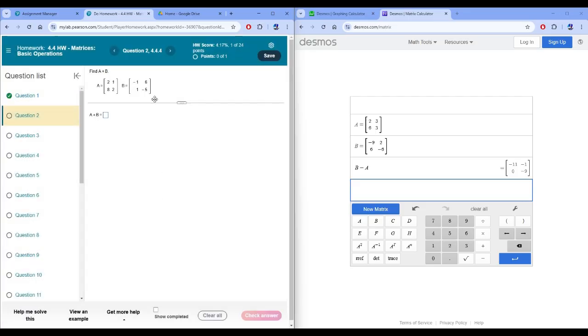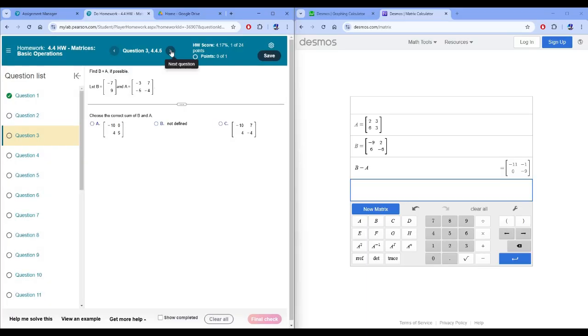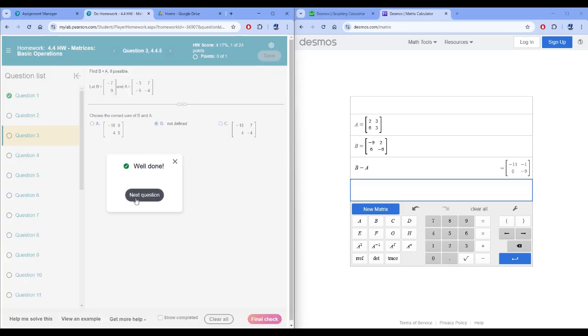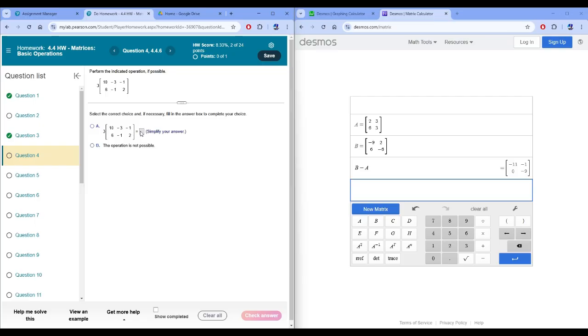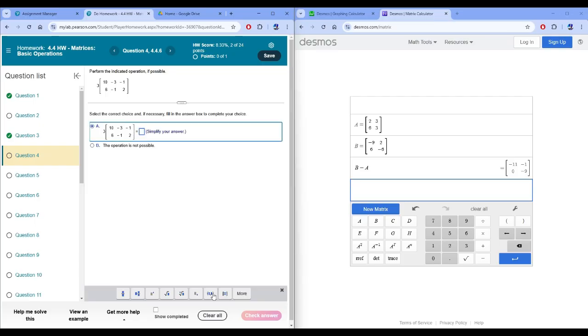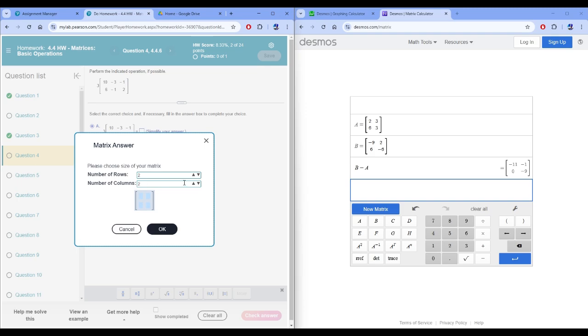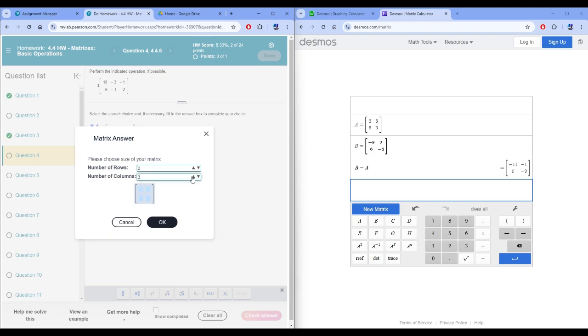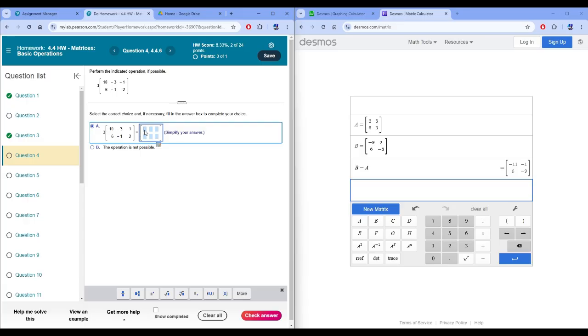Literally the same exact thing. So here, this is not defined because I can't add a 2 by 1 plus a 2 by 2. Here I would multiply everything. What is this? A matrix that is going to be 2 rows by 3. Multiply everything, so that's going to be 30, negative 9, negative 3, 18, negative 3, 6.